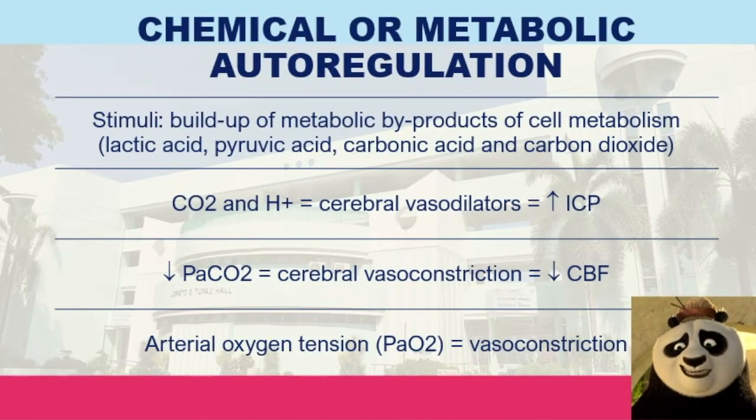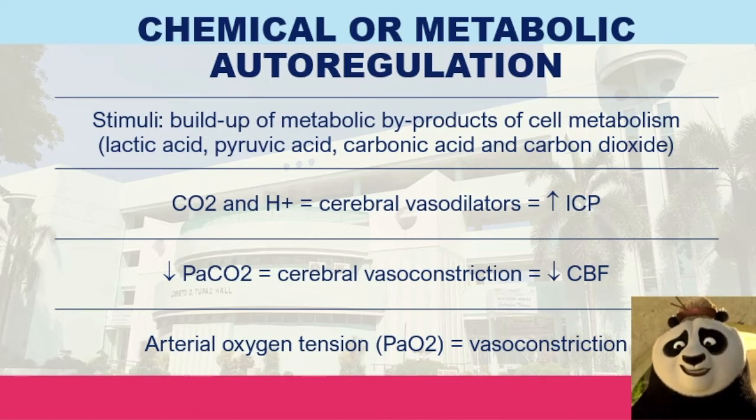Now, in chemical autoregulation, class, your chemical or metabolic autoregulation is triggered by the build-up of metabolic byproducts of cell metabolism. Examples are lactic acid, pyruvic acid, carbonic acid, and carbon dioxide. Your carbon dioxide and hydrogen ions, class, are considered to be cerebral vasodilators. Earlier, I said that vasodilation is an intended reaction to increase oxygenation to the brain tissues. Cerebral vasodilation would improve oxygenation in the brain tissues.